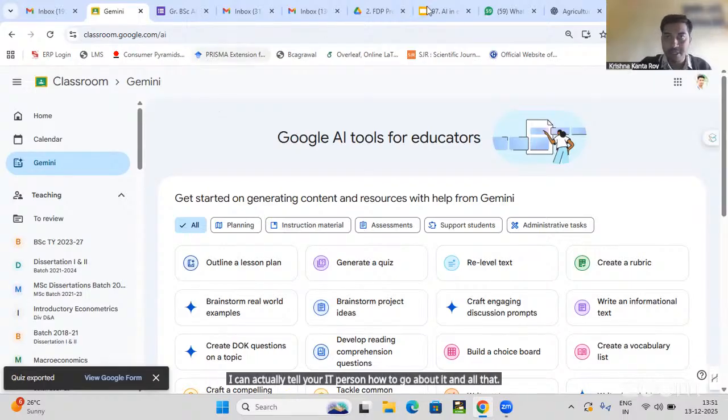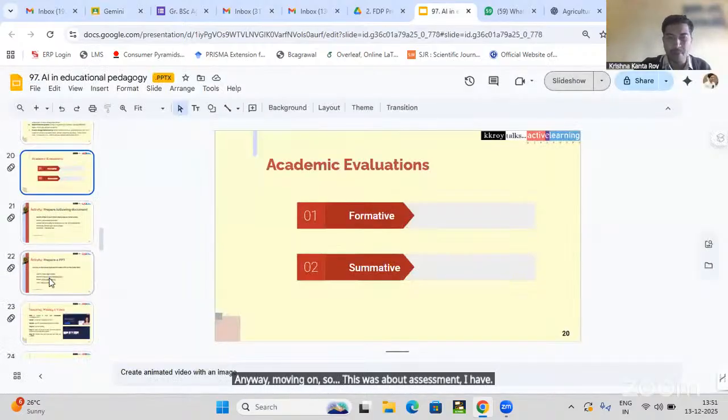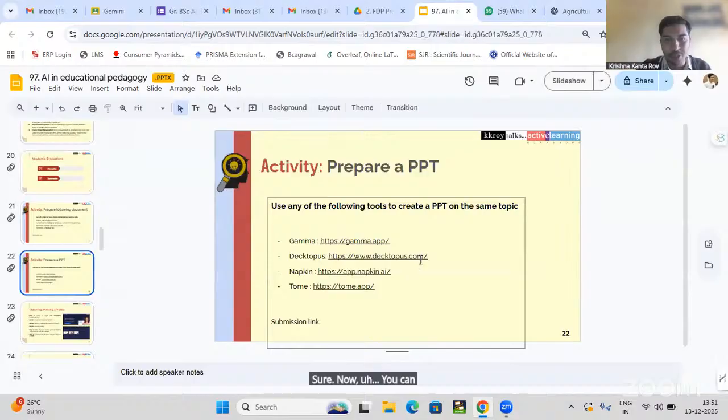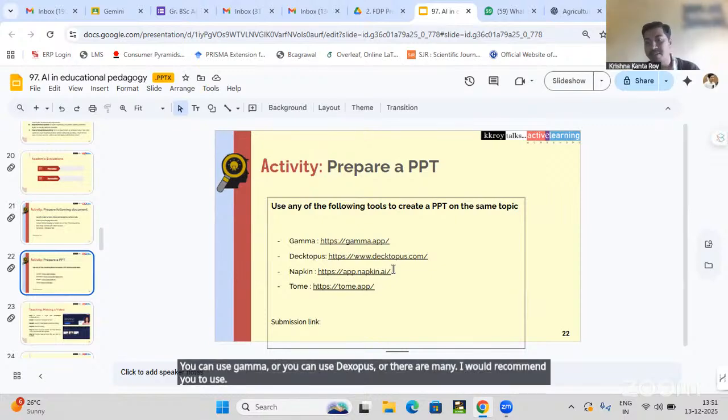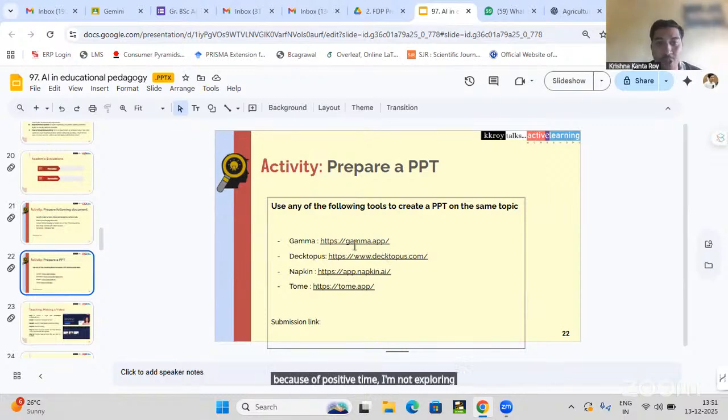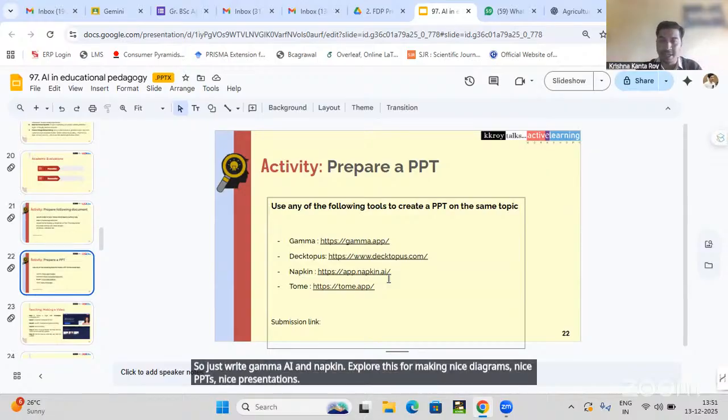Anyway, moving on. So this was about assessment that I have shown. Now you can try all these tools. If you are making a PPT, you can use Gamma or Dextopus, or there are many. Because of paucity of time I'm not exploring them, but I would recommend you use gamma.app and app.napkin AI. So just search for Gamma AI and Napkin AI. Explore these for making nice diagrams, nice PPTs, nice presentations. It works very nicely.